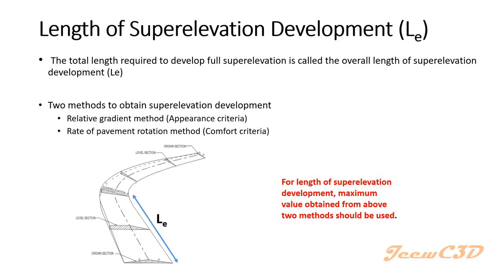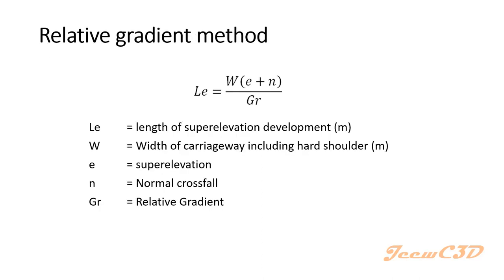Now we are going to see the equation to calculate this super elevation development length. First we will look at the relative gradient method. This is the equation for the relative gradient method. It is given as LE, which is the super elevation development length, equals W into (E plus N) over GR. LE means super elevation development length, as I told you earlier. W means width of the carriageway including hard shoulder.